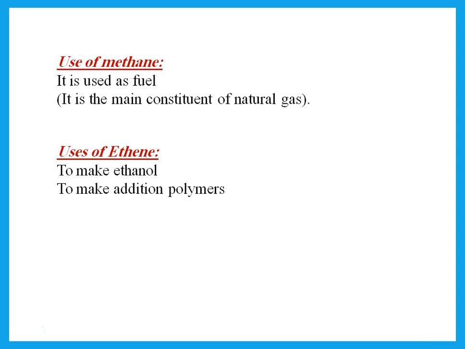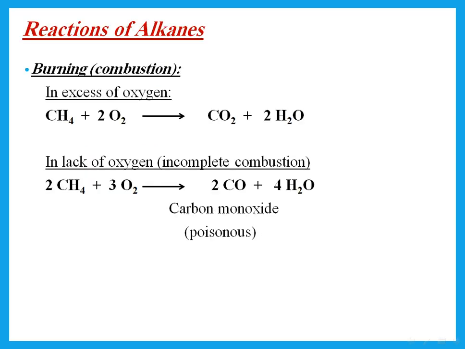What about ethene? Ethene is an alkene. What do we use it for? We're going to say we use it to make ethanol and to make polymers, and we'll talk about that in a minute. Uses of ethanol. What do we use ethanol for? Ethanol is a fuel and it can be used as a solvent. It is also what we call beer, and it can be used to make perfumes.